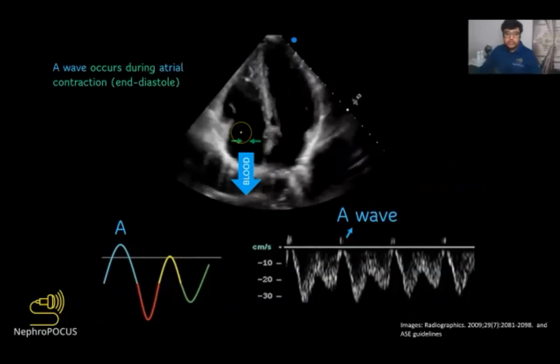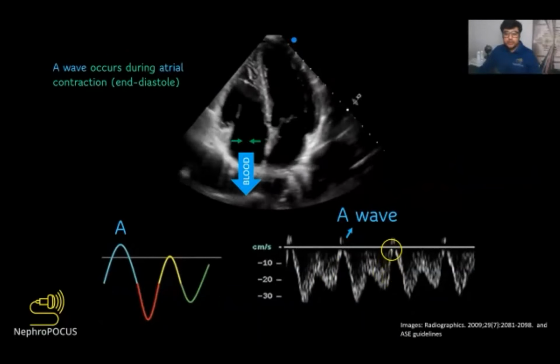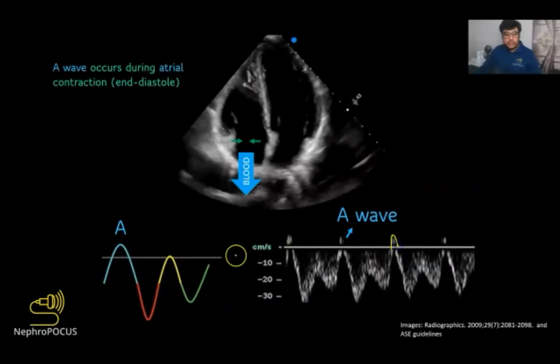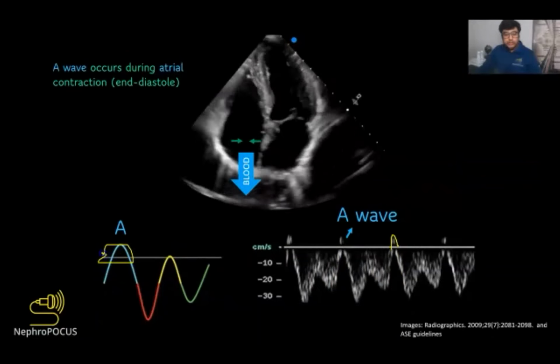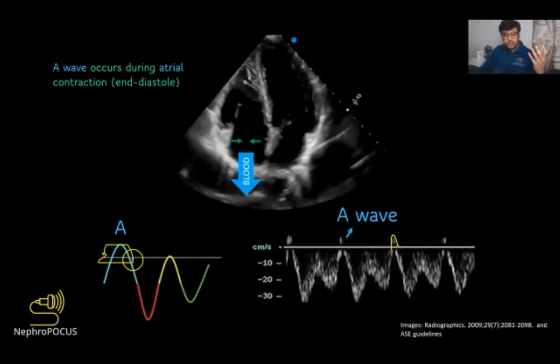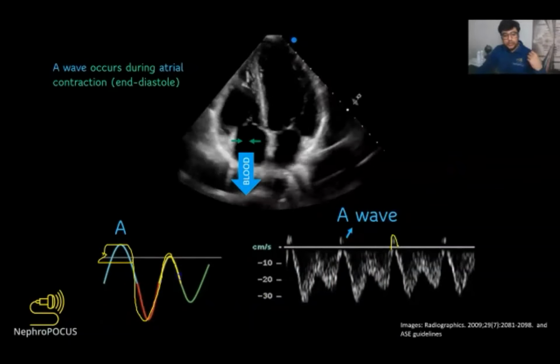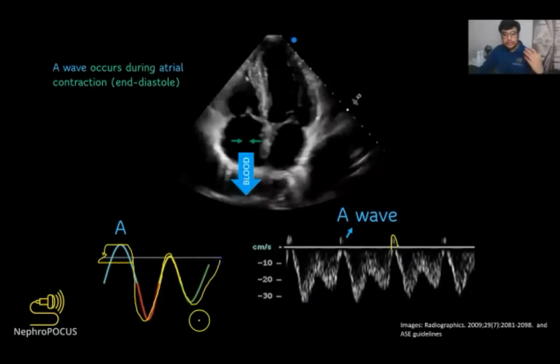And towards the end of diastole, when the atrium is contracting to expel the rest of the blood, the right atrial pressure increases, and that manifests in the form of a small blip here above the baseline. That is the A wave. So the A wave is because of the atrial contraction. The S wave occurs during ventricular systole. In the middle, you have a transitional wave, the V wave, and during diastole, you have the D wave.